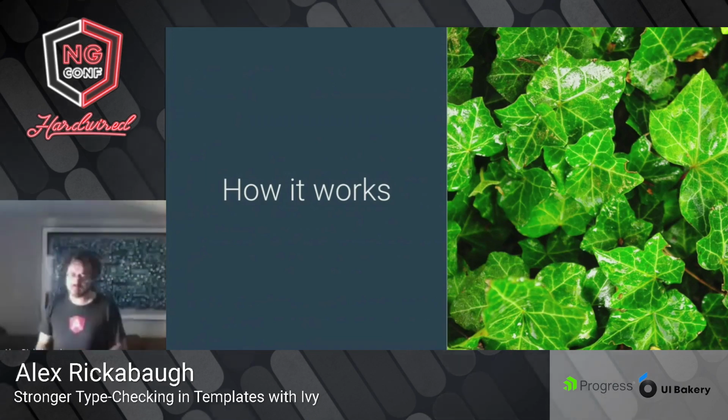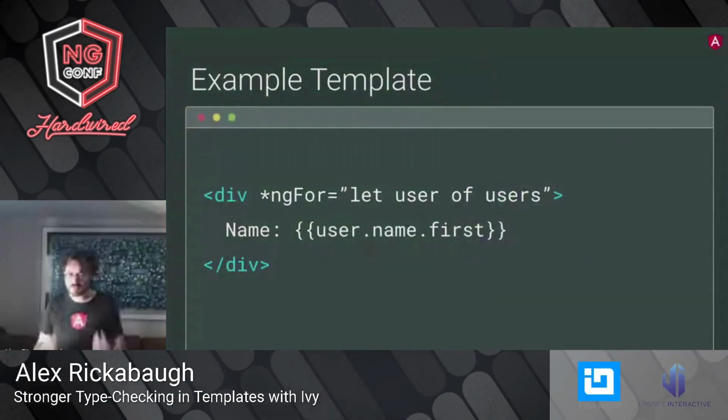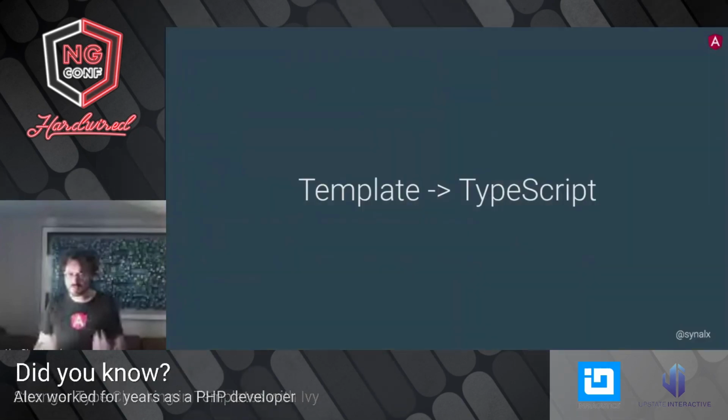I'm only going to talk about it superficially and not go into great detail about the type operations that are happening. I'm working on a blog post that's going to have a much more technical approach to it. So here's our example template. We're iterating over a list of users, and we're printing out the first name of each one. And right away, we run into a problem because TypeScript doesn't actually understand HTML or Angular templates.